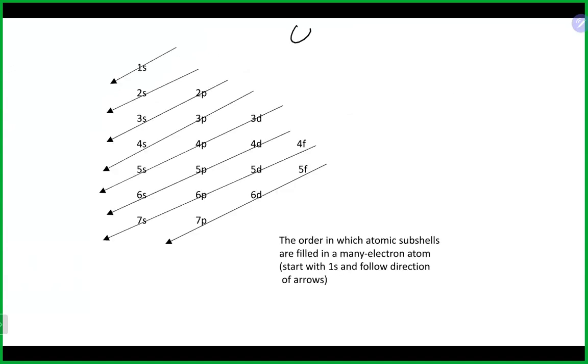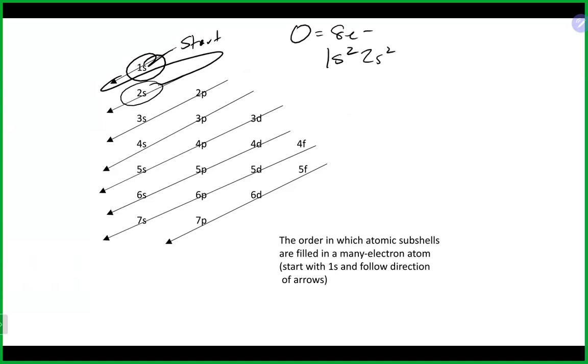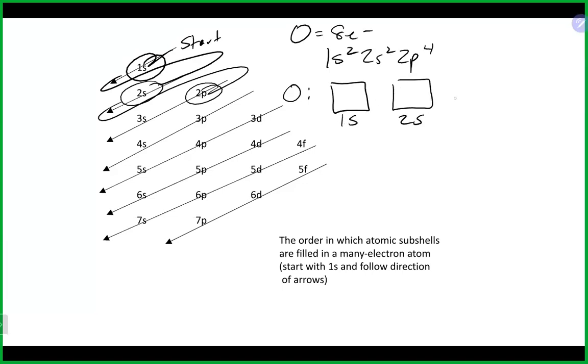So oxygen is 8 electrons. Once again, following our normal path, we're going to go 1s2, 2s2, 2p4. Looking at our orbital diagram, our 1s, 2s, 2p, up and down filled, up and down filled.